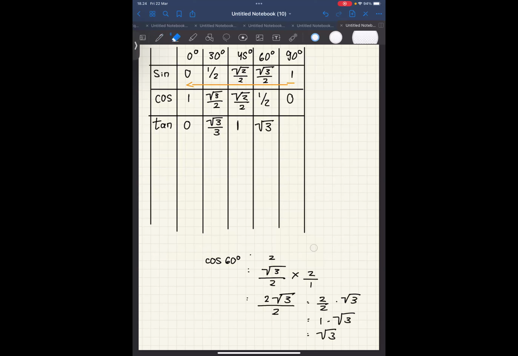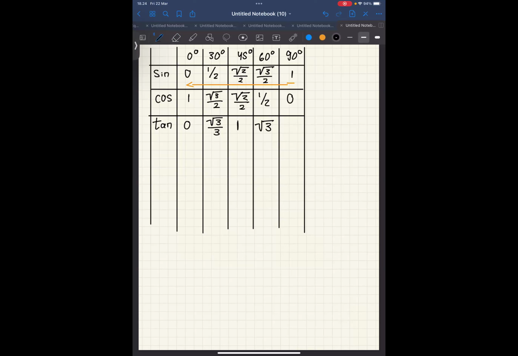For the last one at tangents, it is tangent 90 degree, which is sine 90 degree over cosine 90 degree, which is 1 over 0, and this is, what do you call it? Uncountable. Yeah, uncountable. 1 over 0 is uncountable.